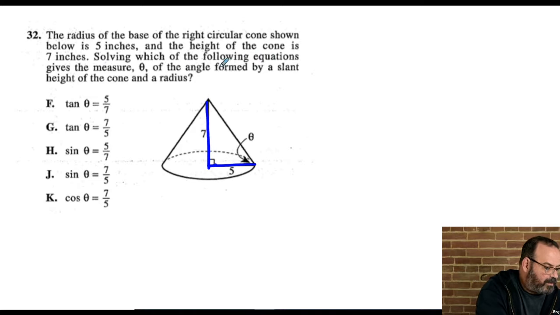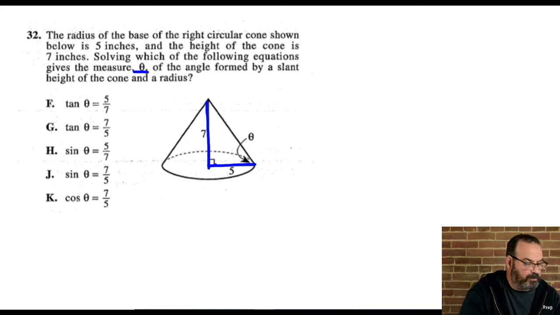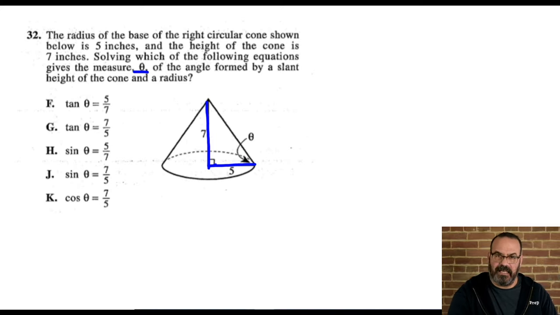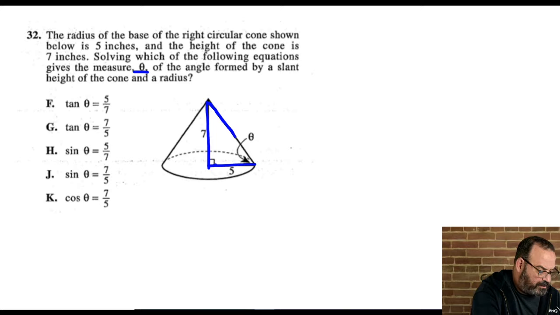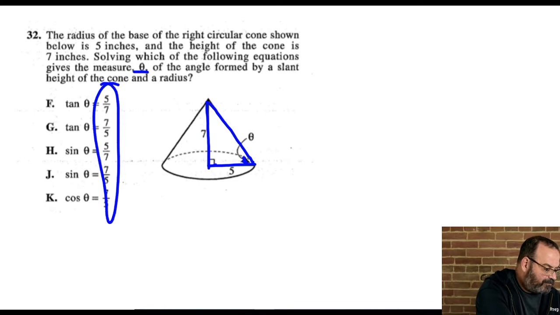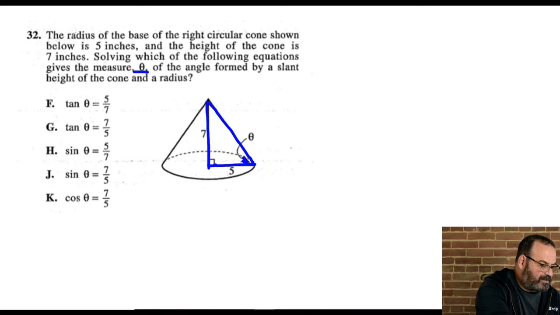Solving which of the following equations gives the measure theta of the angle formed by the slant height? It's just a right triangle. Slant height of a cone or a pyramid is just this hypotenuse. And it's asking for angle theta, which is right in here. They only give us 5s and 7s in the answer choices.